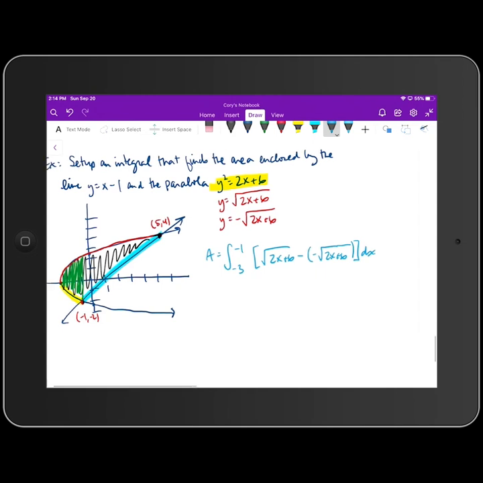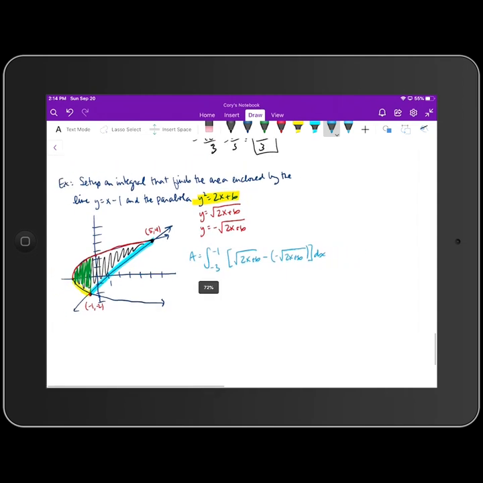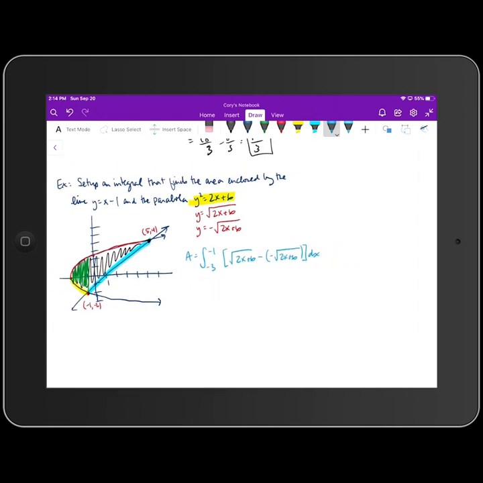We're integrating that with respect to x. Okay, so that's going to give us the area of that region in green. Okay, and then to that, we want to add the area of the region in black. So if we look at the x values that enclose that area, the smallest x value that encloses that area is -1. The biggest x value that encloses that area is 5.